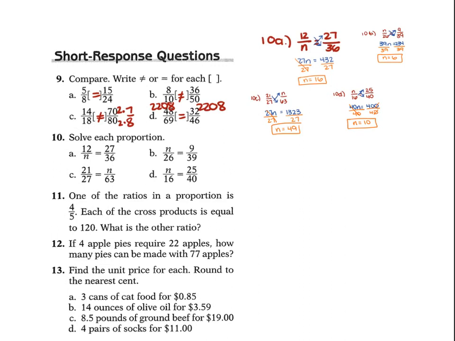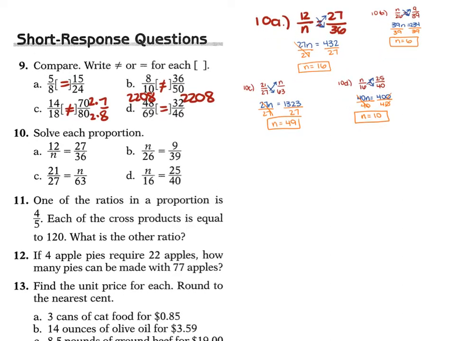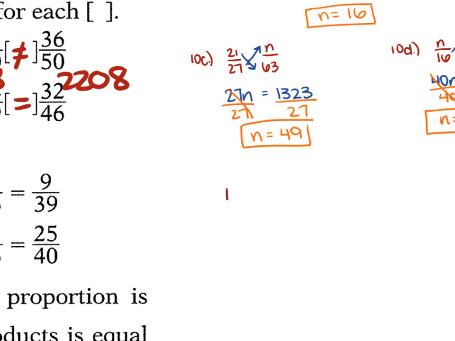For 11, it tells us that one of the ratios in a proportion is 4/5. Each of the cross products is equal to 120. What is the other ratio? So if we set this up, it tells us that we are working with a fraction of 4/5, or a ratio of 4 to 5. The cross products of this, so we have a proportion of something over something. So I'm going to choose two different variables with these. The cross products is 120. So if we did 4 times y, it's going to equal 120. And if we did 5 times x, it equals 120.